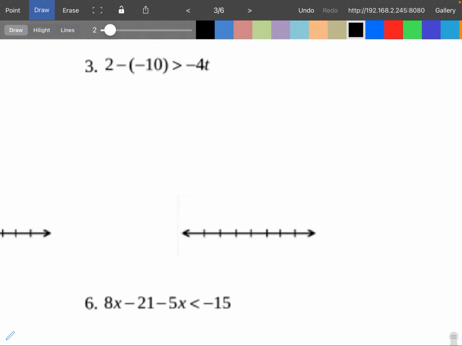All right, let's do number 3. So the first thing, somebody raise your hand. What do I got on the left-hand side? What's 2 minus negative 10? Jonathan, you got it again? Yeah, you got to add 10. When you subtract a negative, that actually means you got to add. So that's 2 plus 10. Okay, so 2 plus 10, that's just 12.